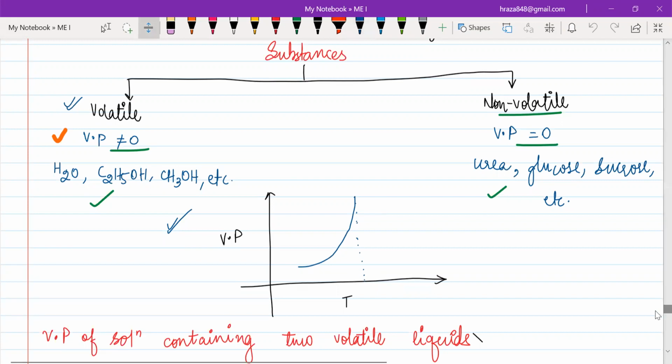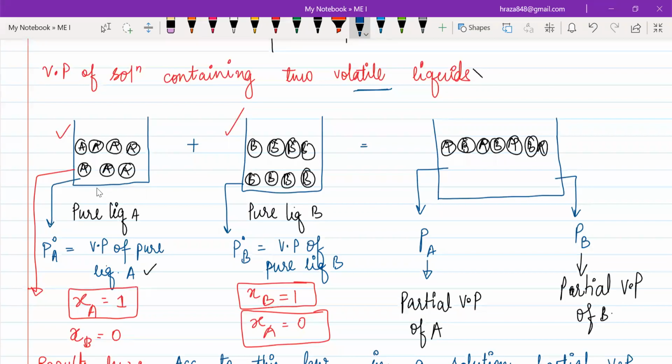Now, vapor pressure of a solution containing two volatile liquids. Both the liquids are volatile. That means both the liquids will apply vapor pressure. So this is your pure vapor pressure. This is your solvent and this is your solute. Now only A is present. That's why pure liquid A, pure liquid B.